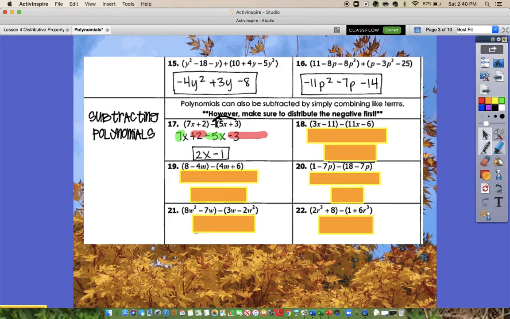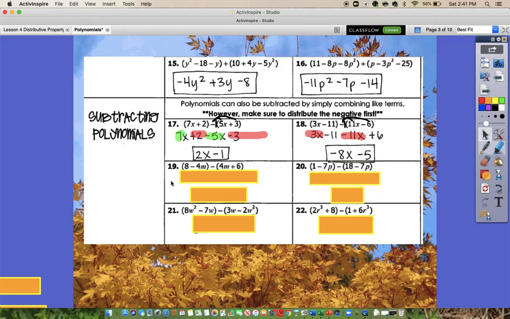Okay, same thing on number 18, y'all. We are going to write in this negative 1 that we're distributing, and we want to distribute first before we combine like terms. So bring down everything in that first parentheses. There's nothing to do with it yet. Distribute that negative 1: negative 1 times 11x gives us negative 11x, and negative 1 times negative 6 gives me positive 6. Be careful with that negative sign. And then combine your like terms. If I combine 3x with negative 11x, that's going to give me negative 8x. And then I need to combine negative 11 with positive 6, so that gives me negative 5. So negative 8x minus 5.